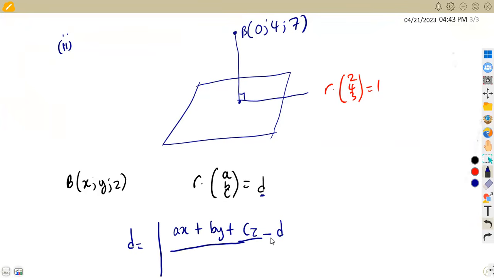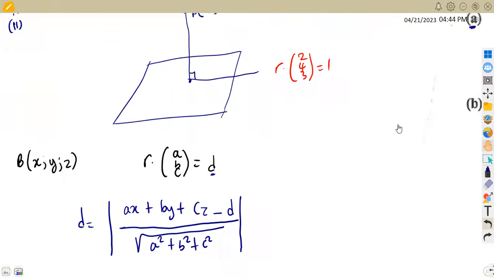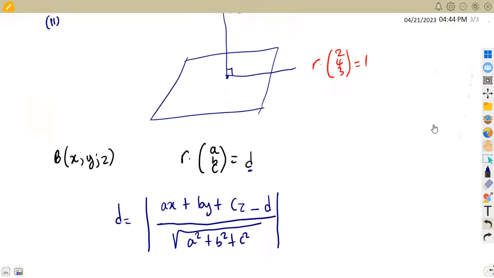Everything over, let me just redo this. So it's going to be everything over the square root of, which is the modulus of the plane, which is a squared plus b squared plus c squared. So we need the modulus of this. So that is how you simplify the perpendicular distance from a point.